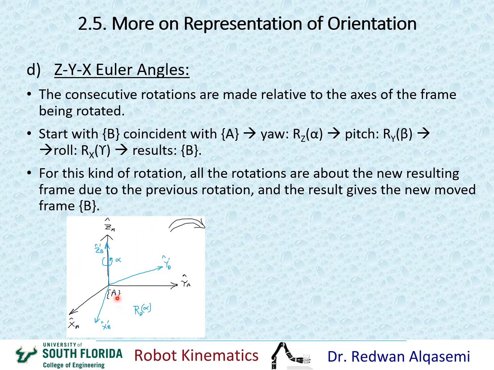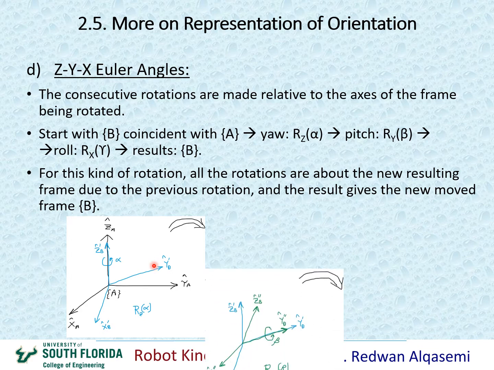If I start with frame B and frame A coincident, my first rotation is about Z by alpha. Since ZA and ZB are the same, once I do the rotation about Z by alpha, XB and YB will be rotated away from XA. I'm going to call these XB prime and YB prime, and the reason is that we are not at B yet; this is only an intermediate step.